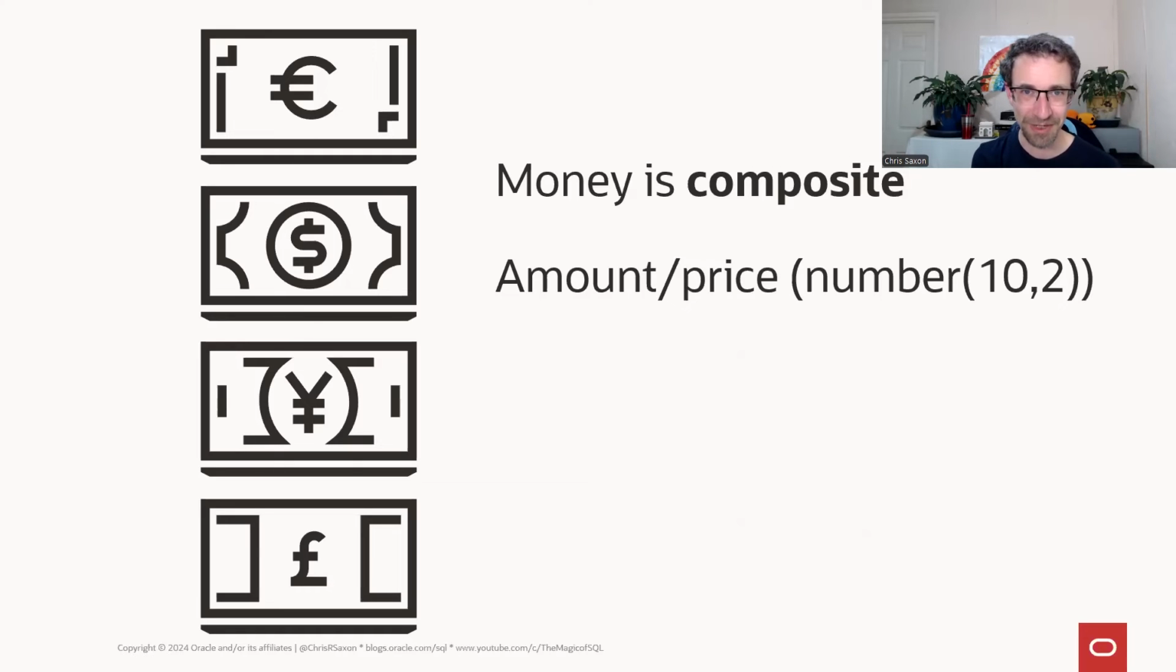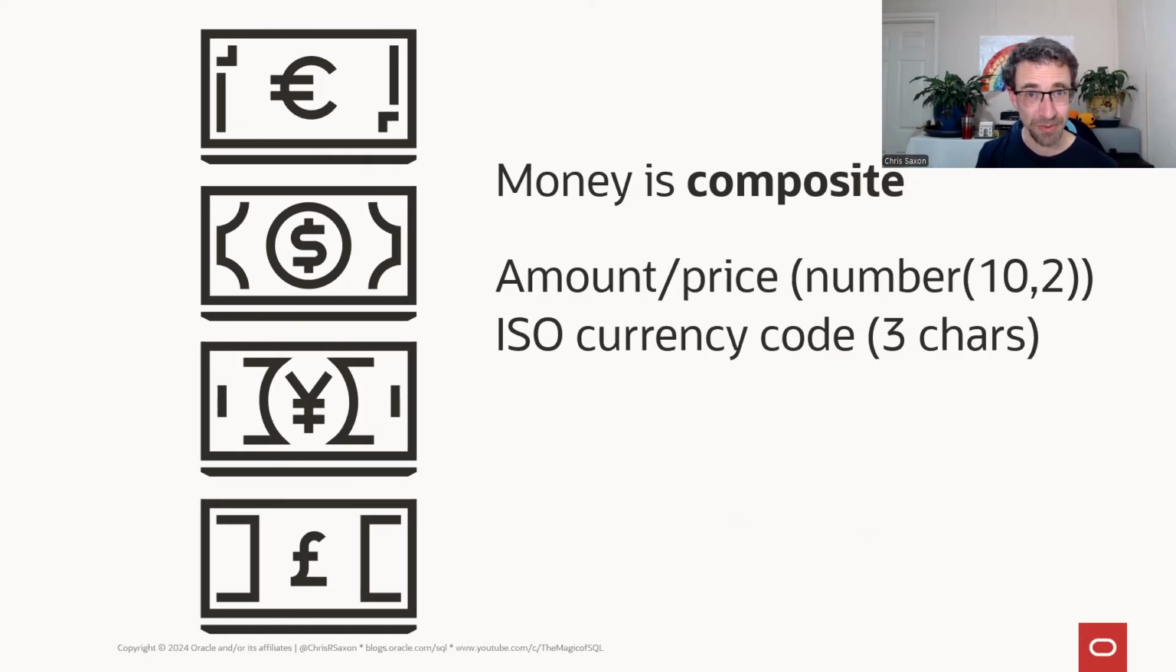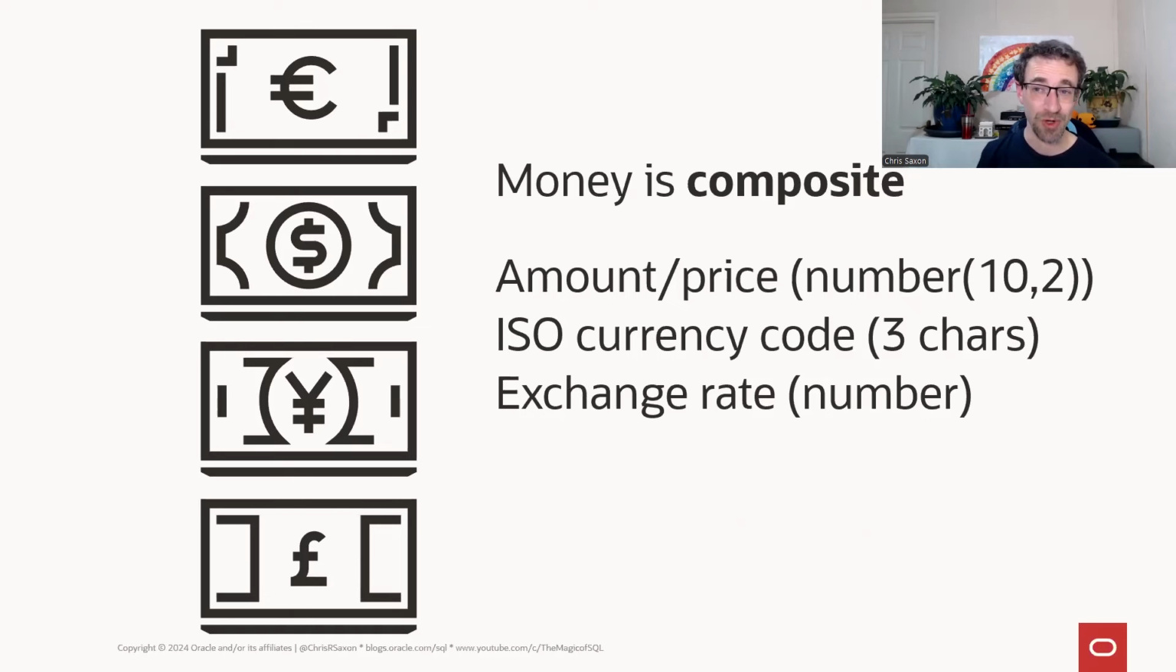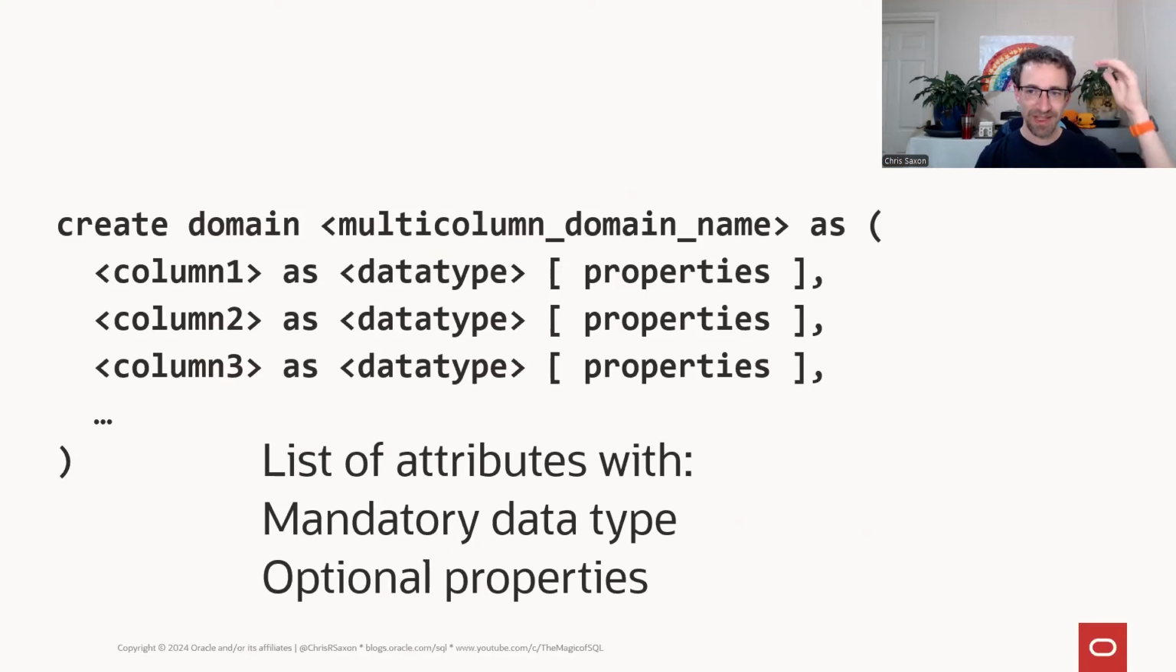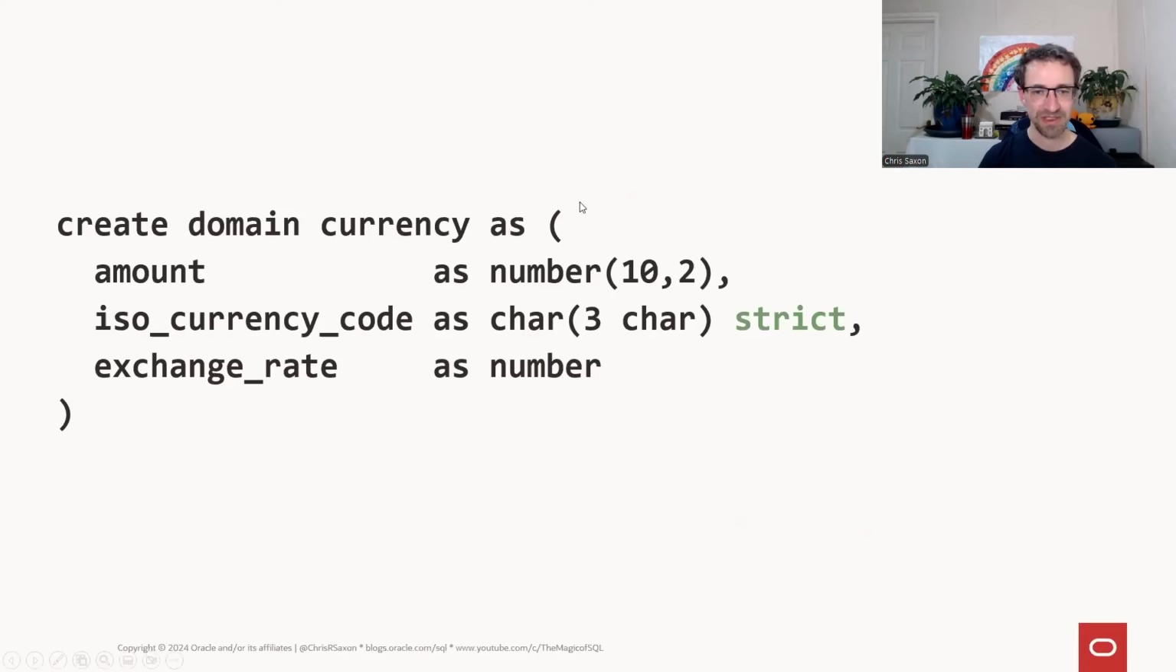The actual value of it, the number comprising that money, the currency for the value, which currency that is in, and you probably want an exchange rate from that currency back to your standard business currency, whatever that happens to be. So we want to kind of combine all of these into one thing. And the way you can do that is with multi-column domains. Kind of similar to the domains we've looked at so far, which are single column domains, but you have a list of the columns, the domain columns, they all have a data type. And then again, they can have optional properties like check constraint, default, that kind of thing. So let's create our currency domain. It has an amount, it's a number, it's currency code, which is char, and it's exchange rate.